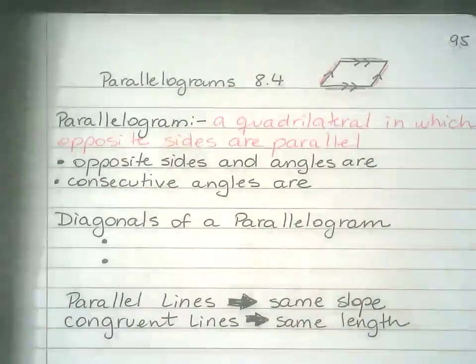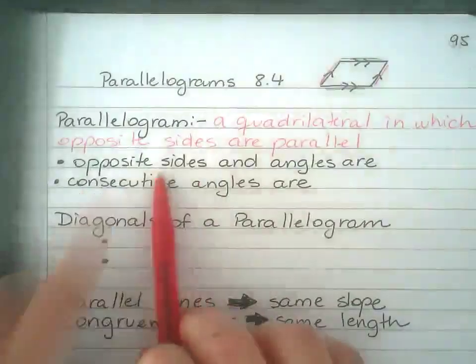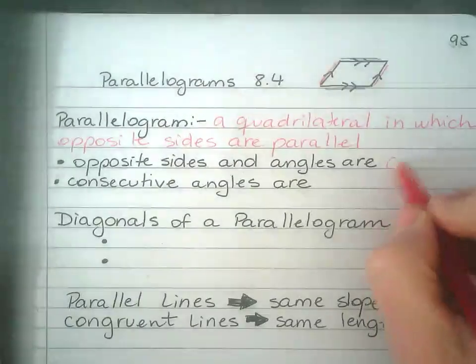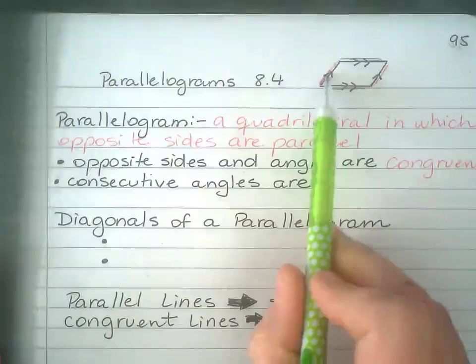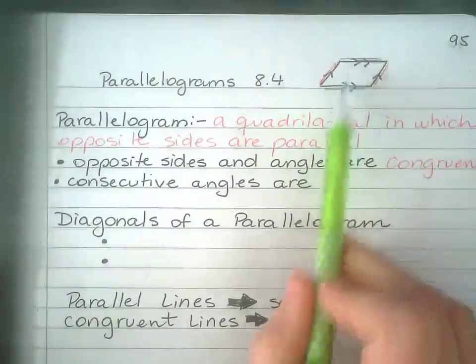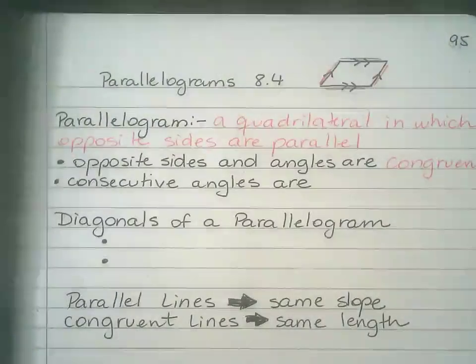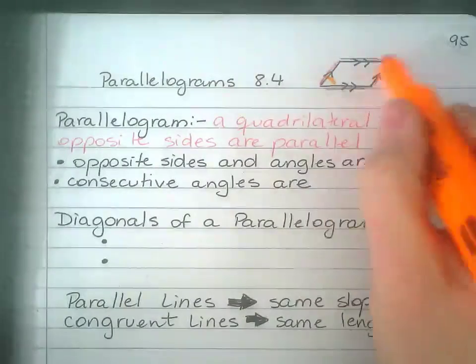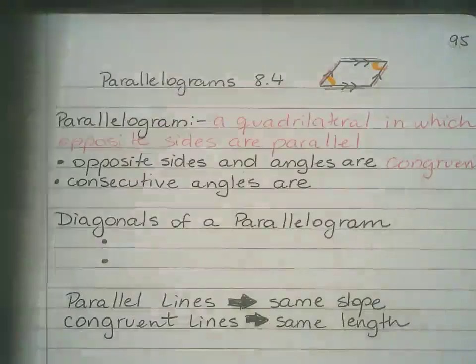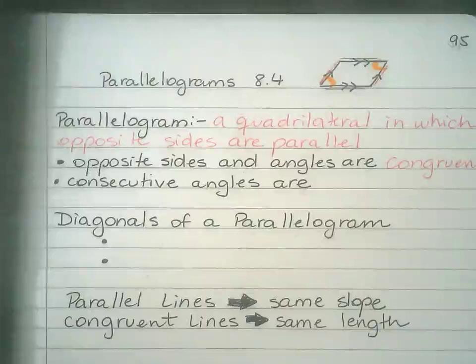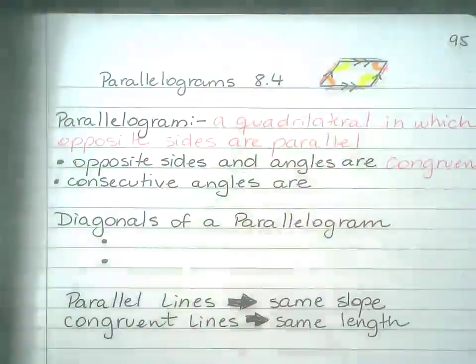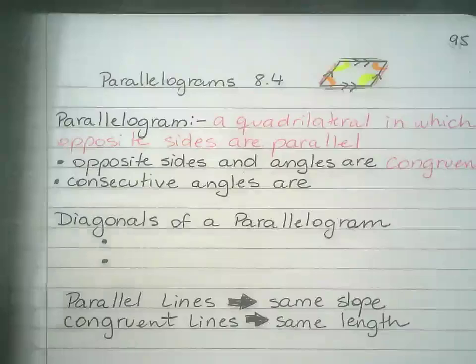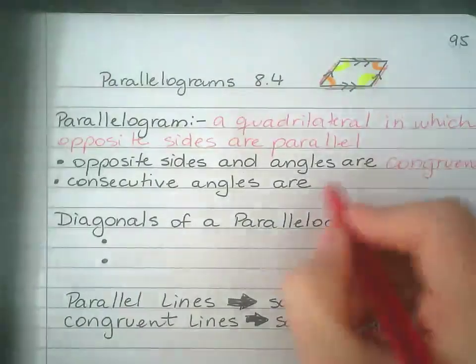A couple of things that are important about parallelograms is that opposite sides and angles are always congruent. So this side is congruent to this side, and this side is congruent to this side. And also the angles, opposite angles are congruent. This angle is congruent to this angle because they're opposites. This angle is congruent to this angle. Opposite angles are congruent.